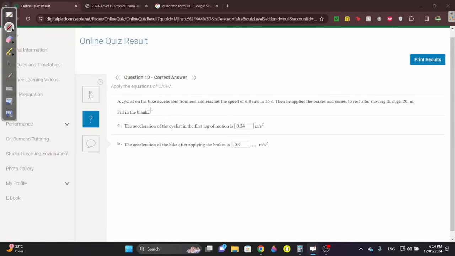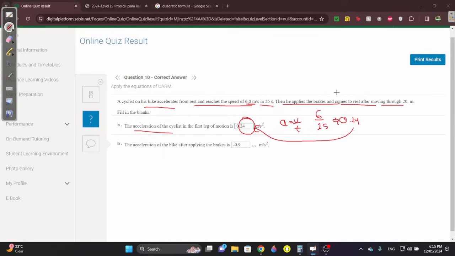Okay. A cyclist on his bike accelerates from rest and reaches the speed of 6 meters per second in 25 seconds. How do you find acceleration? You guys know acceleration is velocity divided by time, so 6 divided by 25, which is 0.24. Then he applies the brakes and comes to rest after moving through 20 meters. He was accelerating, he reached 6 meters per second. Then he applied the brakes and started slowing down through 20 meters.